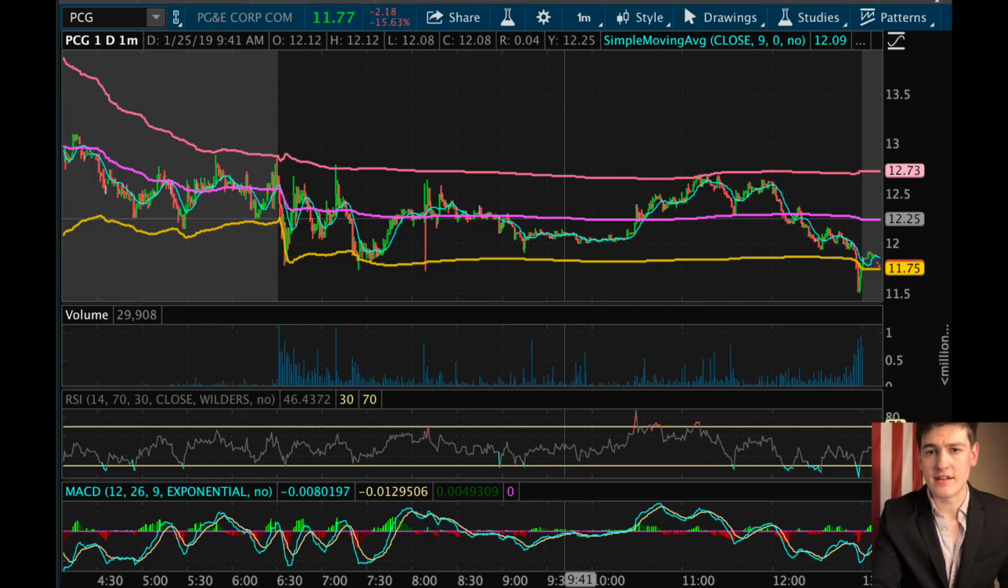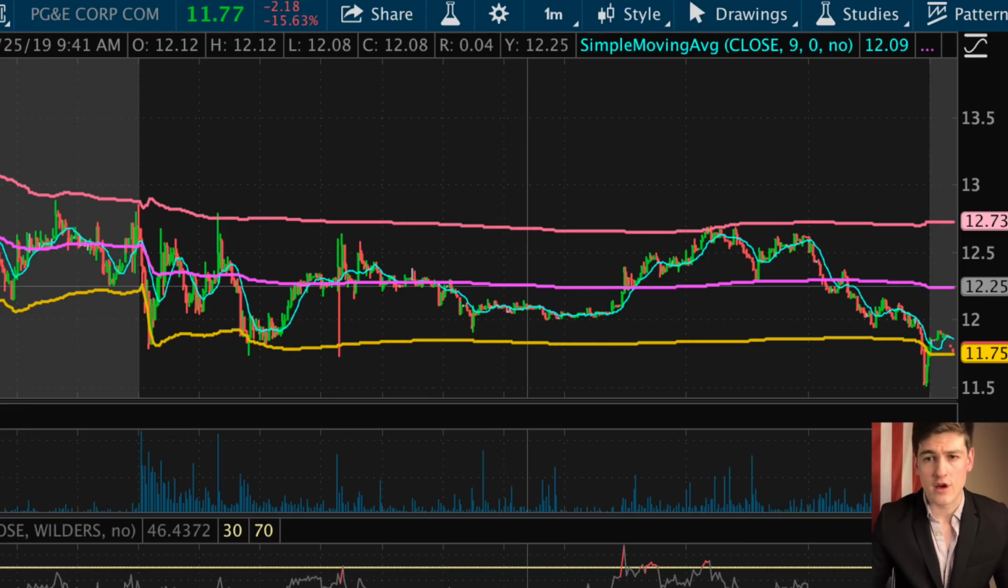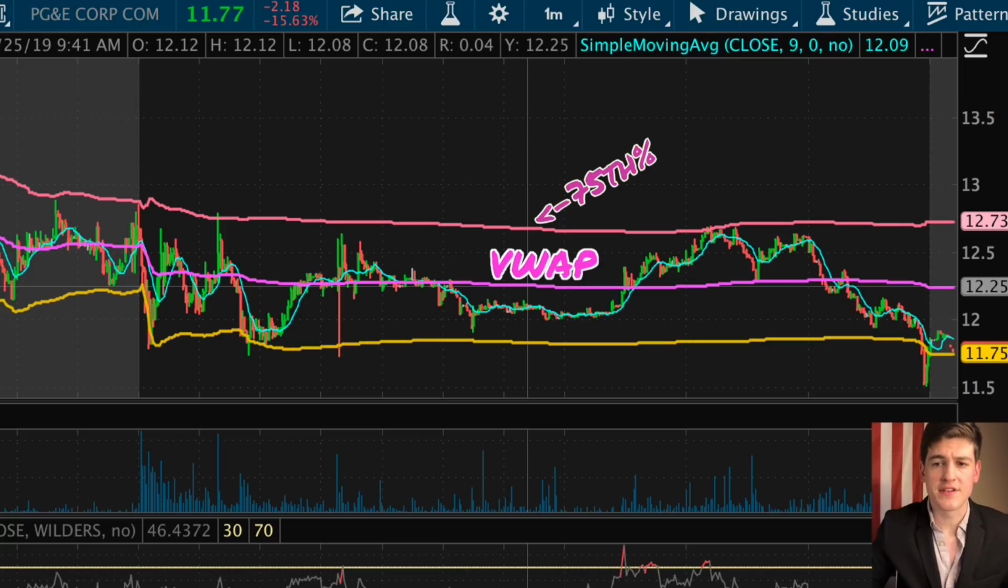Okay, so let's go ahead and label everything. To start, you already know that the purple line indicates the VWAP line, and it's the most important part of the indicator because it tells you whether or not a stock is trading below or above average for your selected time period. The top line is the 75th percentile of the average, and the lower line is the 25th percentile of the average.